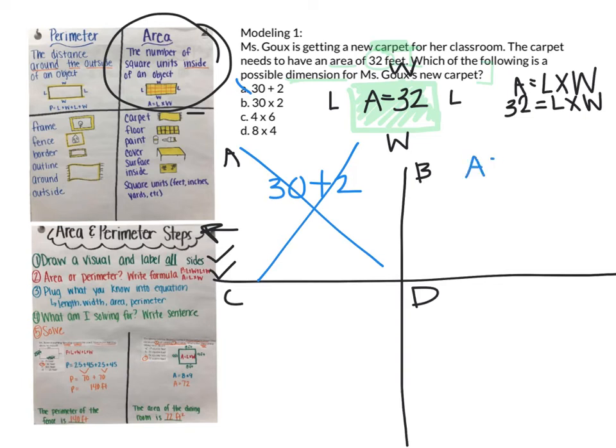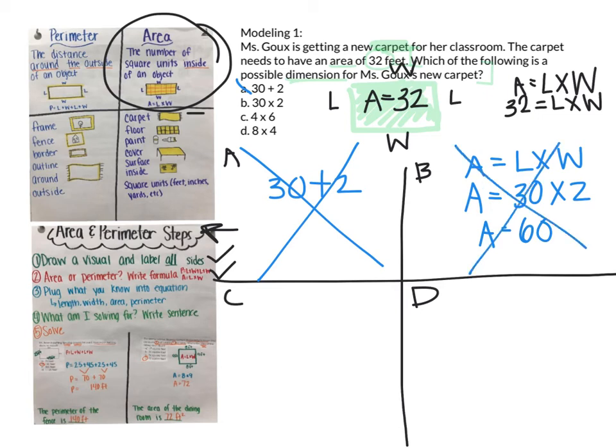I know that area equals length times width. Now I plug in my dimensions for B. Area equals 30 times 2. 30 times 2 is 60. So these dimensions, when I plug them into our area formula, do not equal 32. So I can eliminate answer choice B. And we'll move on to C.